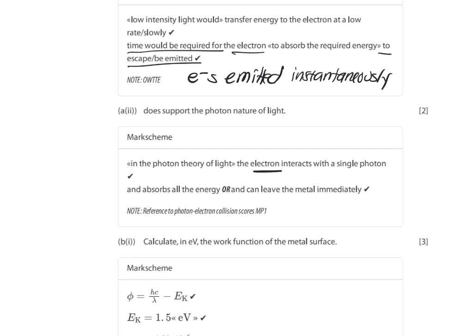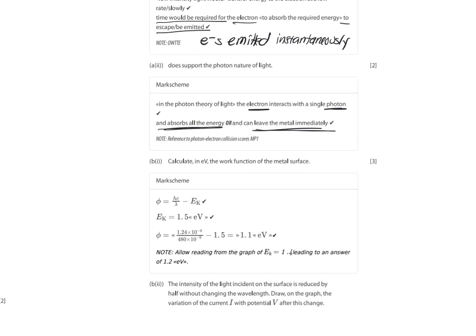So there's an electron to photon pair, and that photon smacks into the electron and boom, transfers all of the energy at once, and then that electron can leave the metal immediately. So yeah, the fact that the energy is transmitted immediately and the electrons can leave instantaneously is a support of the photon nature, the particle nature of light.